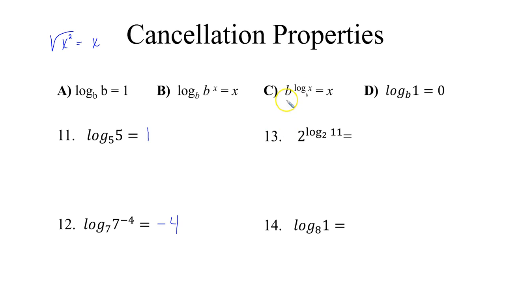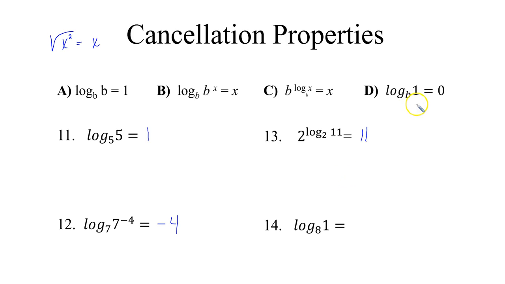Okay? For number 13, we're going to use the third cancellation property, where I have b to the power of a log base b of x. Again, my base for my exponent, and my exponent is a logarithm, so the exponent and the logarithm cancel out. So I'm going to be simply left with whatever number is here. So in this specific case, we have 2 to the log base 2. Those are the same. Of 11 is simply going to leave me with 11.